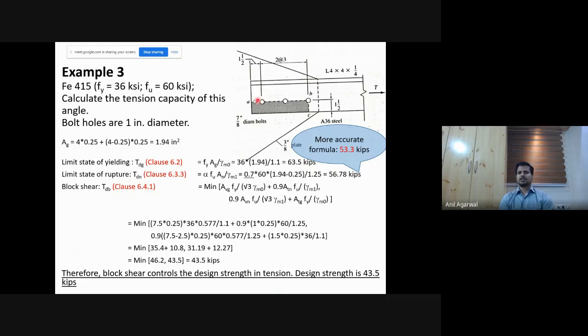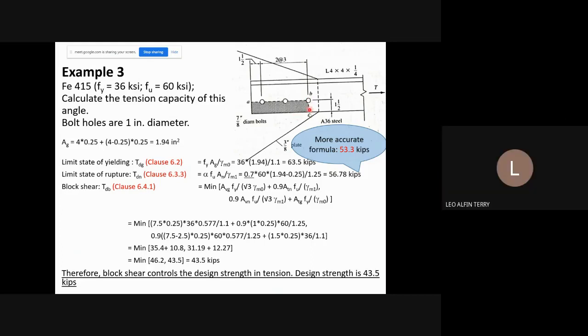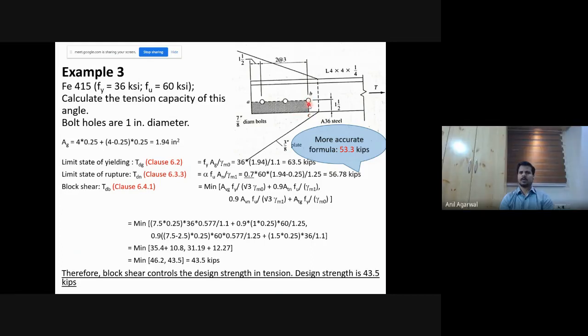For the block shear, this is the shear surface. In this shear surface, you have got one surface which is AB and the other one is BC. Which one is in tension, AB or BC? BC. So edge BC is in tension and edge AB is in shear. So first we will consider the possibility of the shear surface going into yielding and the tension surface going into rupture. The second possibility is the shear surface going into rupture and the tension surface going into yielding.